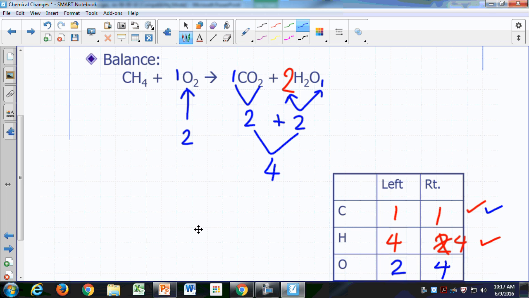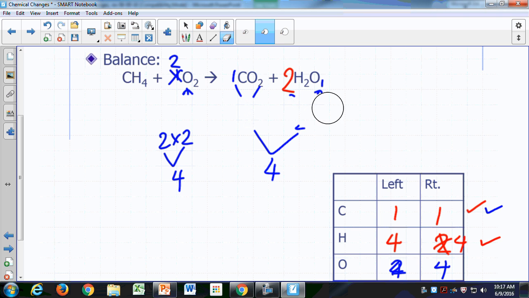So oxygen is not balanced. I need more oxygen on the left, so I just increase the coefficient on the left to make my total on the left equal to 4. I change my coefficient to a 2. 2 times 2 would give me 4. So now my oxygen is balanced. And so I have a balanced equation.